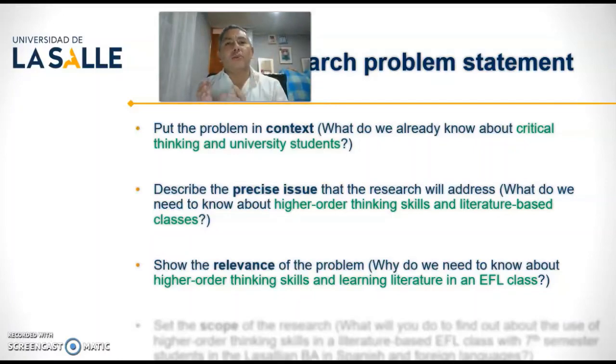In other words, here you're trying to make the readers and the audience feel that the research problem you have contextualized and defined precisely is worth doing.